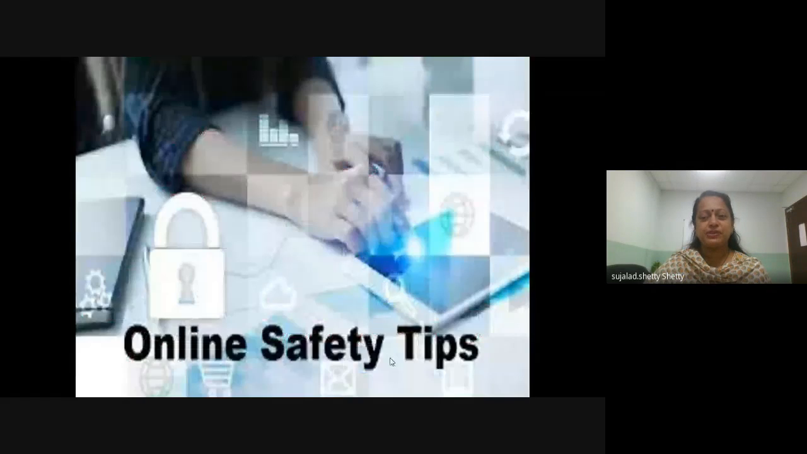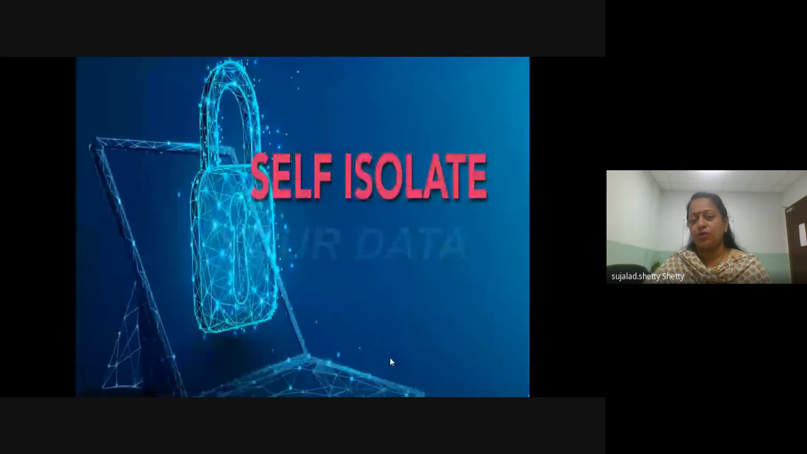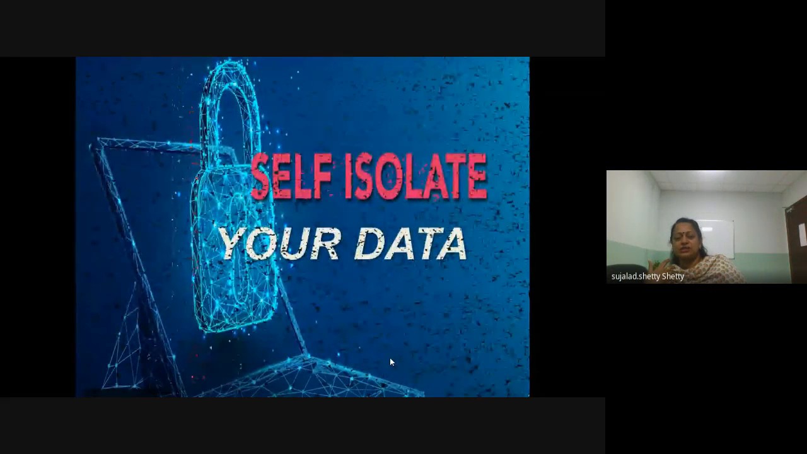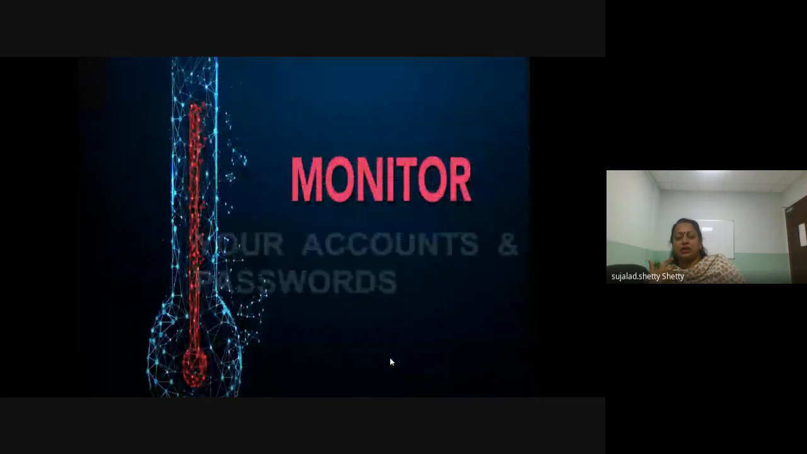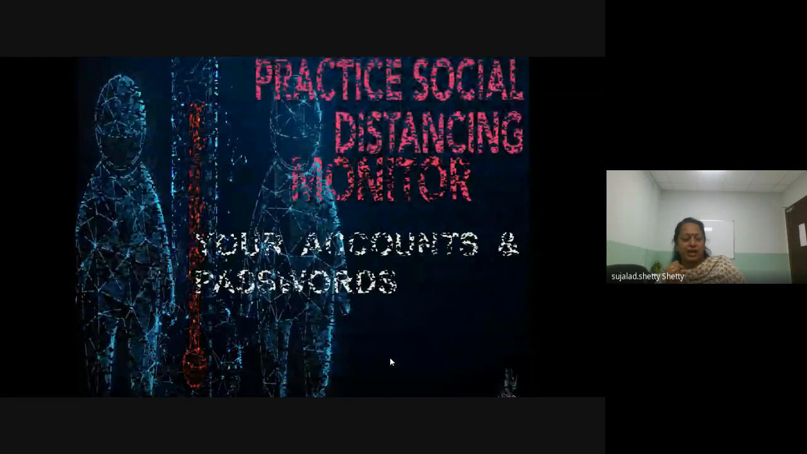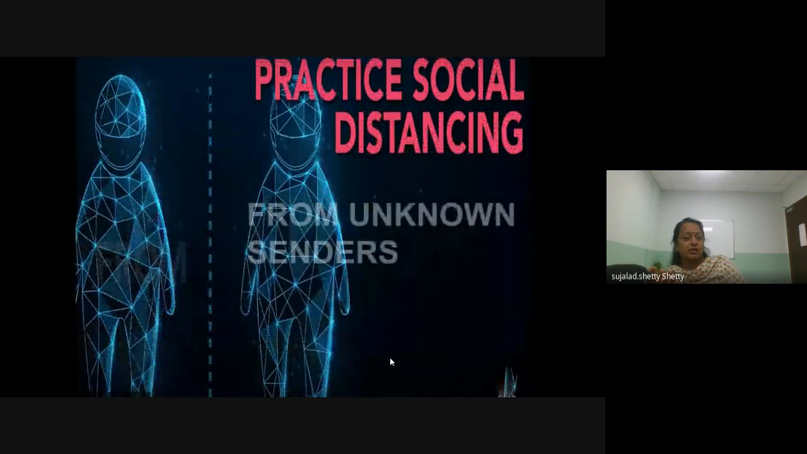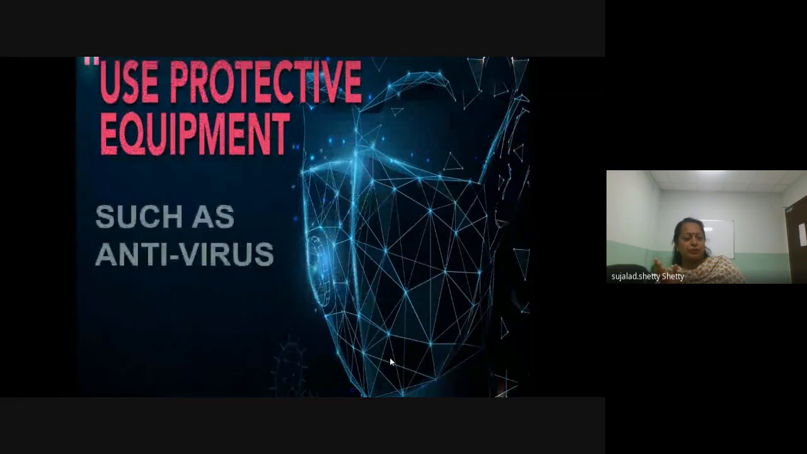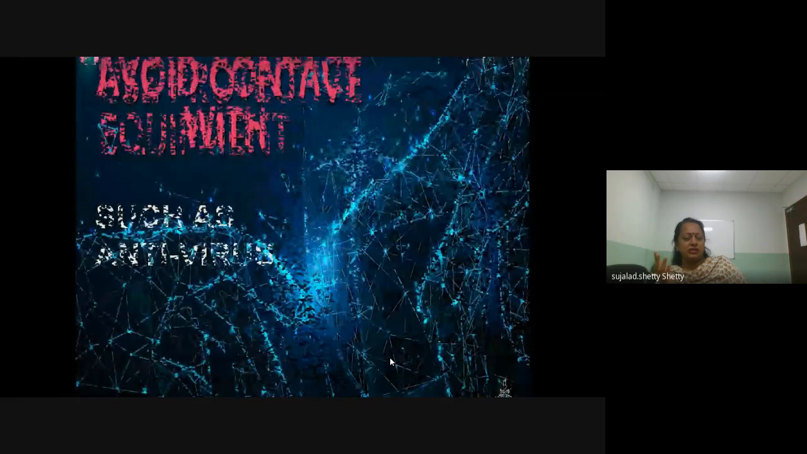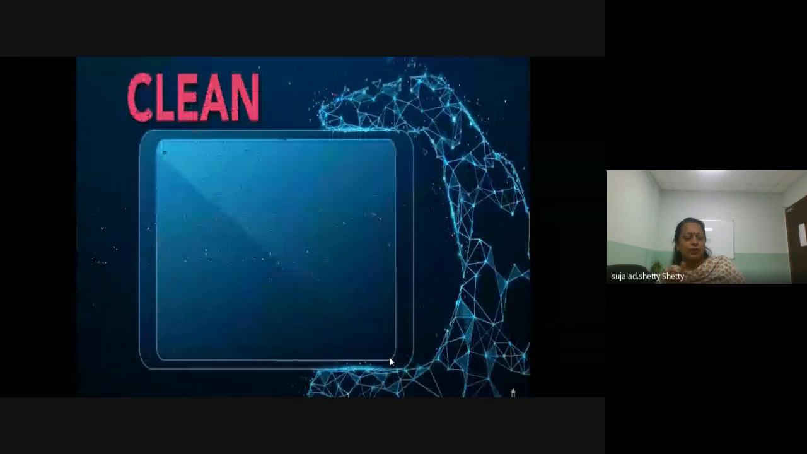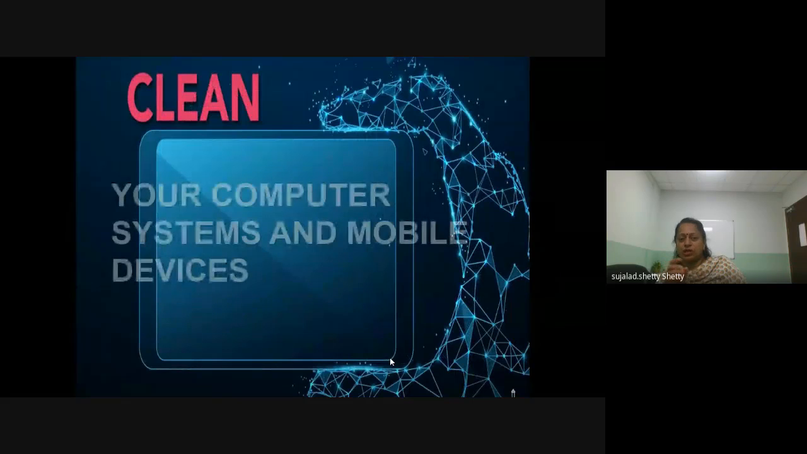So here are certain tips that many of us are quite aware of nowadays. Like how we keep saying maintain social distancing, keep a distance, the same things will apply over here. Practice social distancing: don't disclose passwords and all that to unknown people. Use protective equipment like antivirus and firewalls. These would be very, very important. Avoid contact: don't open unknown mails or suspicious looking mails.